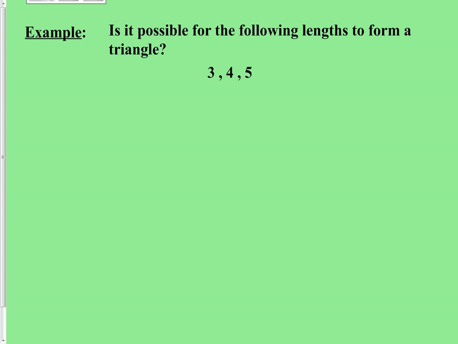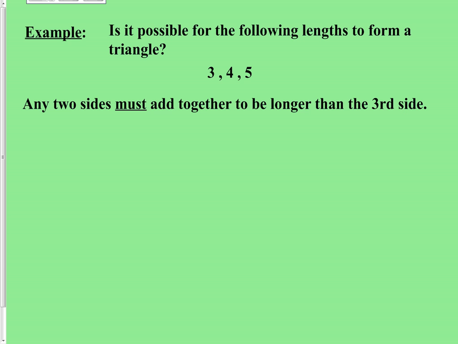Okay, so let's look at a real example. Is it possible for the following lengths to form a triangle? And our lengths are provided for us as 3, 4, and 5. Now you don't have to write this sentence down again because you've already got it written down. Any two sides must add together to be larger than the length of the third side. Okay, so let's copy down the math here. Triangle inequality theorem tells us all of the following three statements must be true.